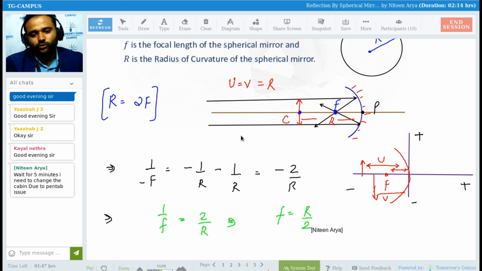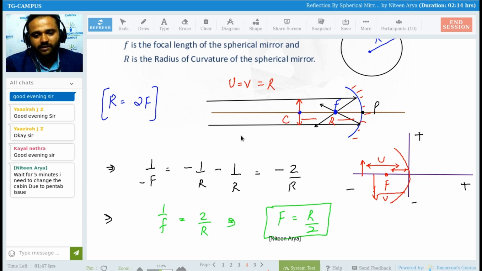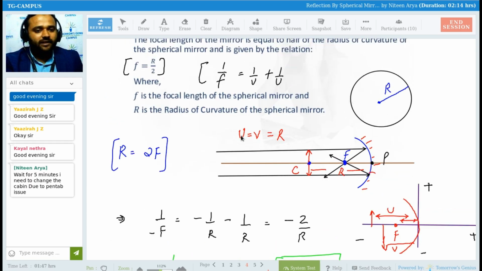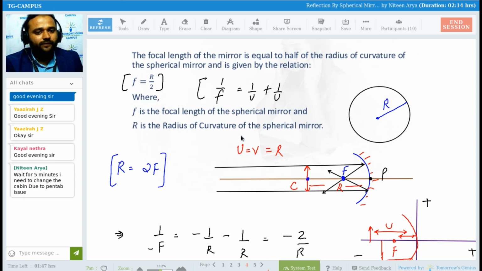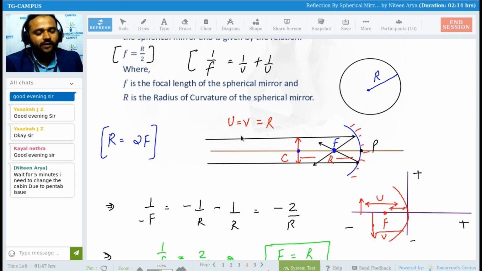If you don't understand or just forget according to the geometry, at least in this way you need to understand this thing. So that is how we can derive this. Is this clear? How f = r/2, where f is the focal length of a mirror and r is the radius of curvature of a spherical mirror. Clear, everyone? Good.